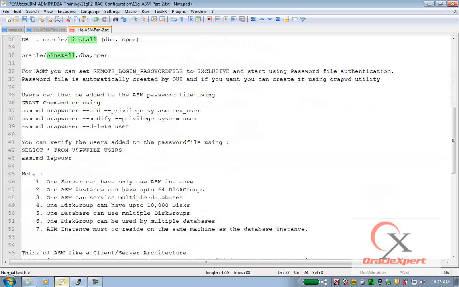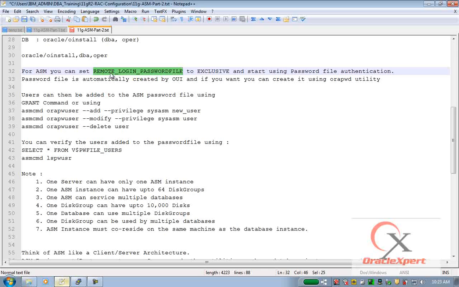For ASM, you can set the remote login password file parameter to exclusive. This is for using password file authentication. Like a database allows you remote connectivity over the network, where a remote person can connect to your database either as sysDBA or sysOperator. Now to make this happen, first the database must use a remote login password file value of exclusive or shared. On top of that, there must be a password file and users must be added to the password file.